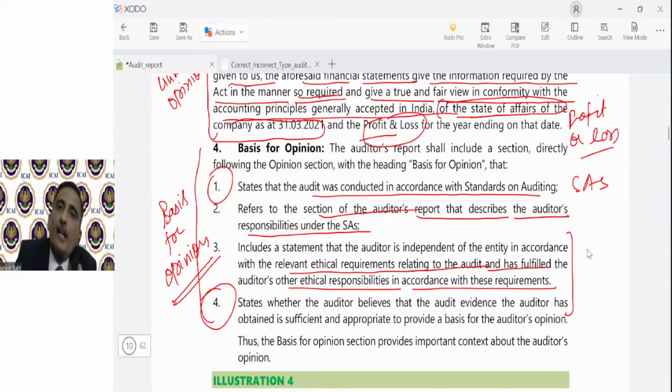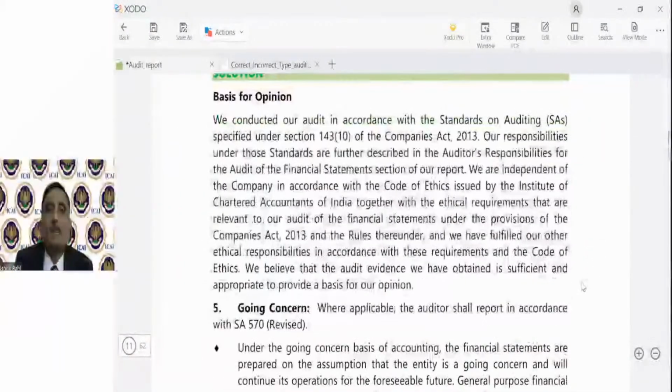Sufficient appropriate audit evidence. Chapter 3. So when the auditor obtains sufficient appropriate audit evidence, he draws conclusions on the basis of that evidence, and it is only on the evaluation of those conclusions that he reaches the opinion. Okay, so I would write all these things in the basis for opinion section if I am giving an unmodified opinion. Okay, so clear guys.